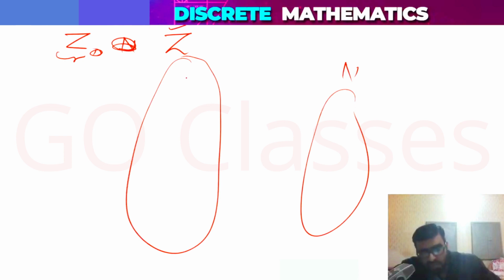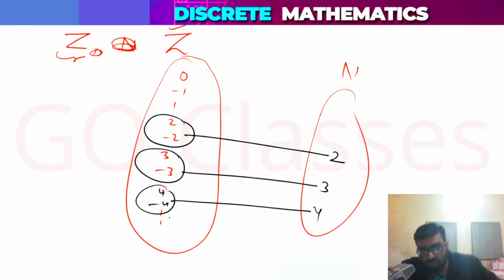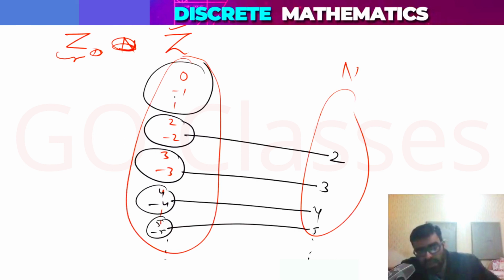If you have 0 and then minus 1, 1, then 2, minus 2, 3, minus 3, what I will do is this. I will put 2 comma minus 2 to 2, 3 comma minus 3 to 3, 4 comma minus 4 to 4, and so on. 5 comma minus 5 to 5, and so on. And these three remaining elements, minus 1, 0 and 1, I will put to 1.